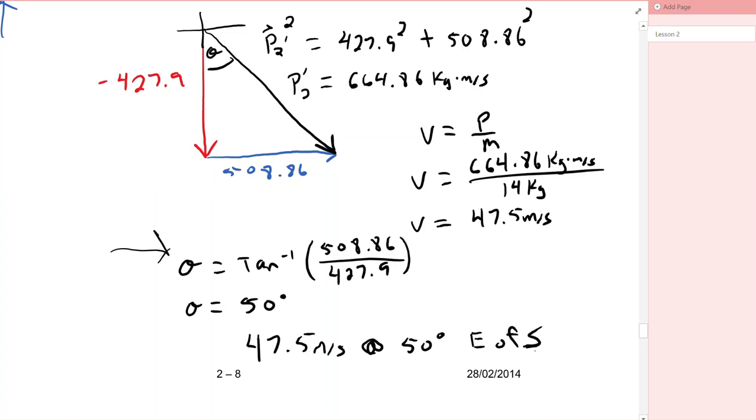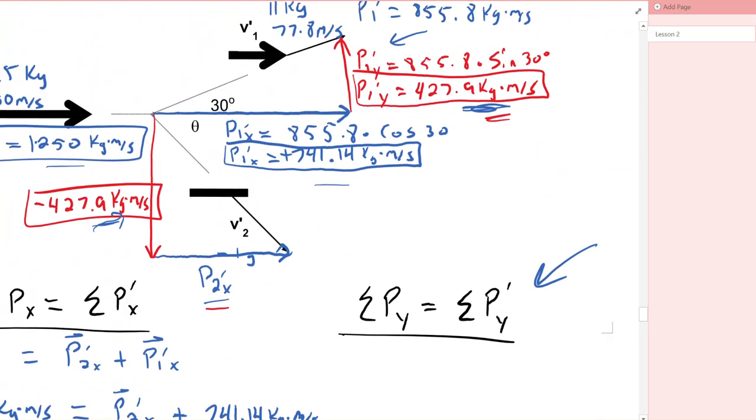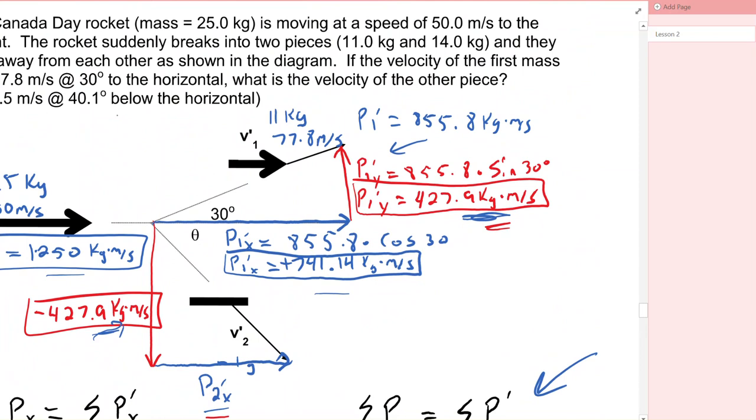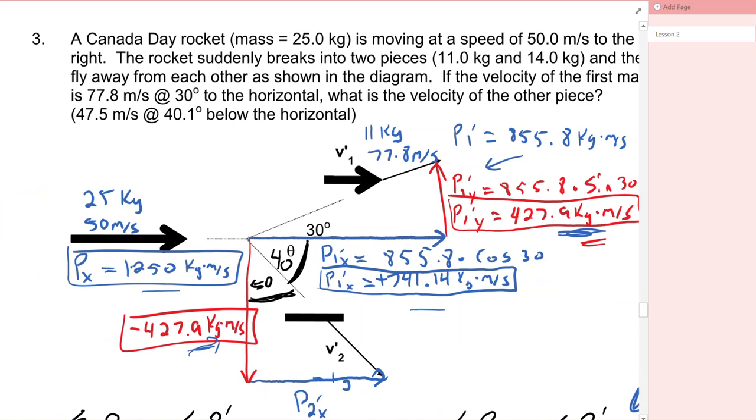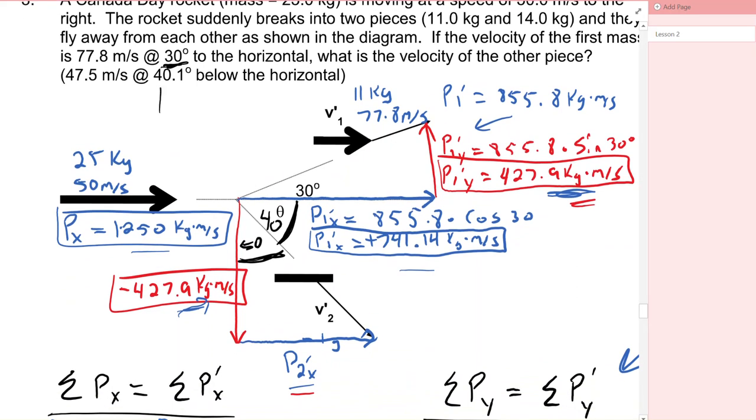East of south, right? The way that I found this angle is really similar to what the question's answer is. It said 40.1 below the horizontal, right? Well, we just found this, right? So if this was 50, then 90 minus 50 would give us 40. And technically, since this was only 2 sig digs in the question, our answer should have only had 2 sig digs as well. So they said 40.1, that technically should have been 40.